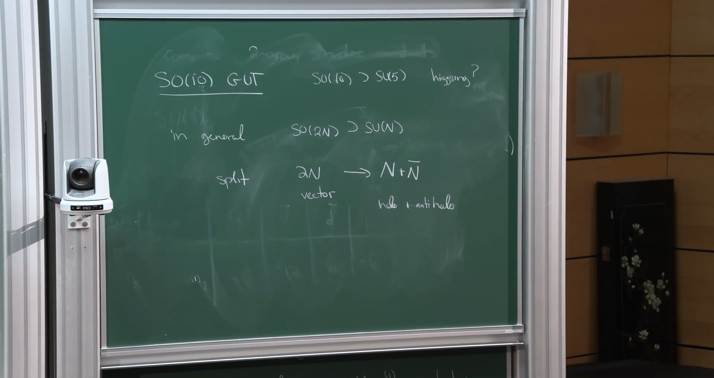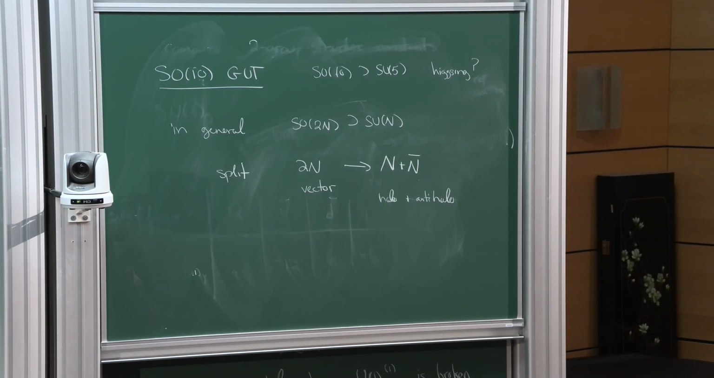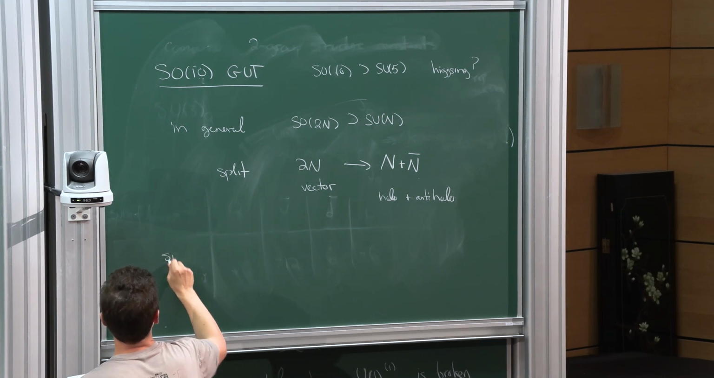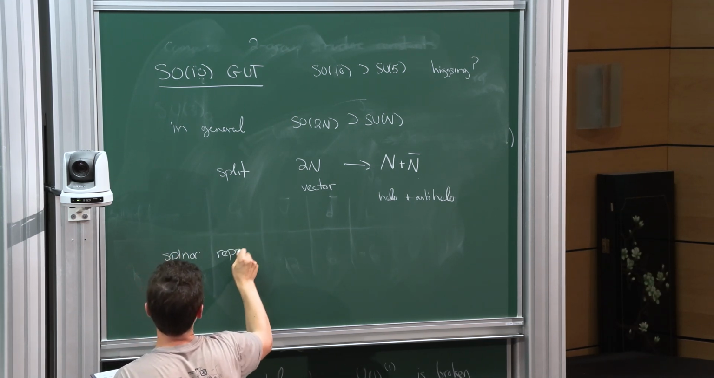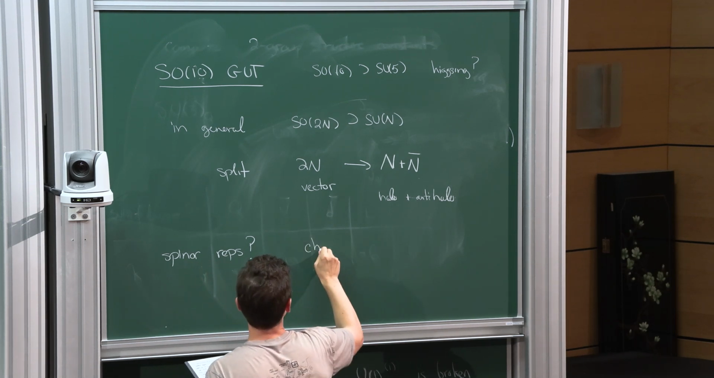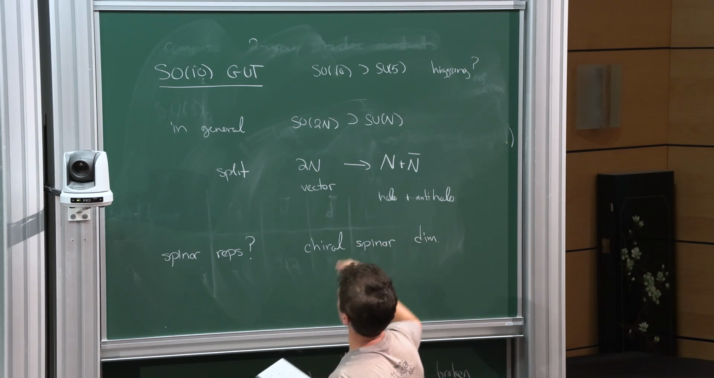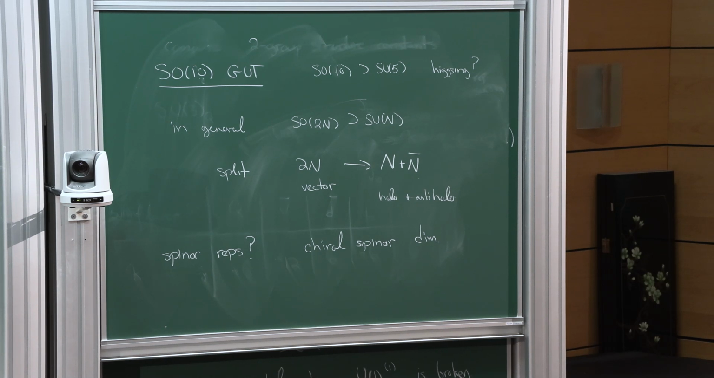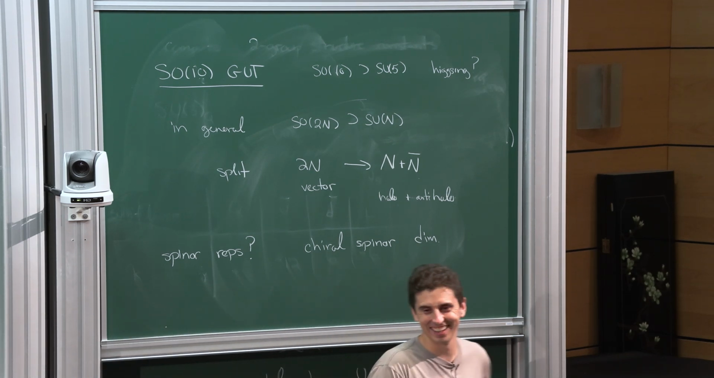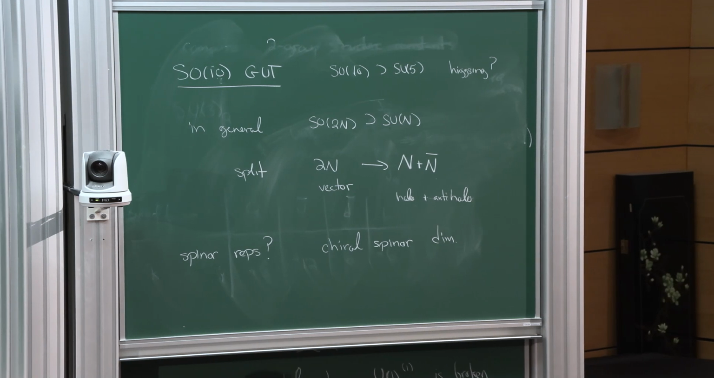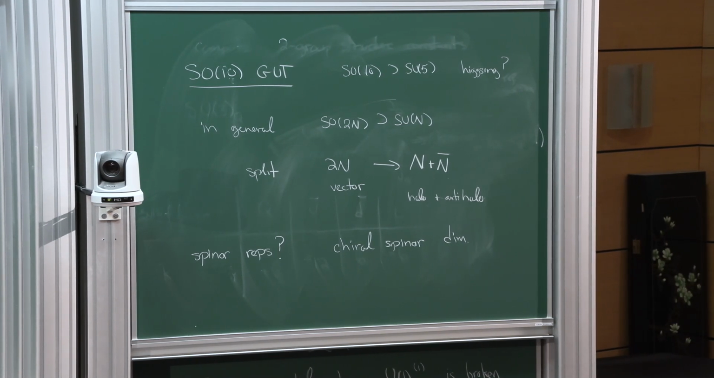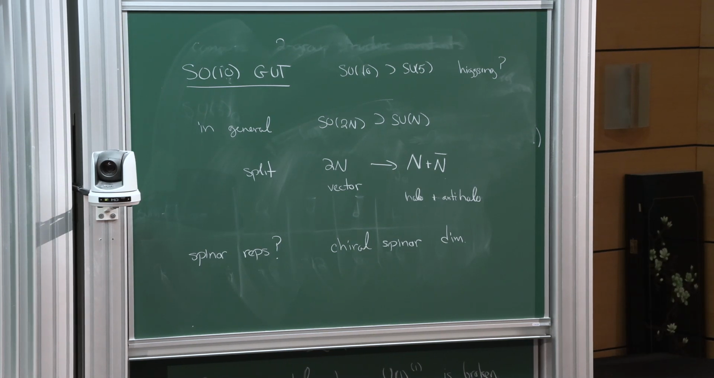Now, to do the group theory for the SO10 GUT, we need to know how a spinor decomposes. So what about spinor representations? The chiral spinor has dimension what? What's the dimension of the chiral spinor of SO2n? In our day, people had this in their blood, right? Everybody was working on supersymmetry. Has to be 2 to some power. 2 to the floor of n halves or something?